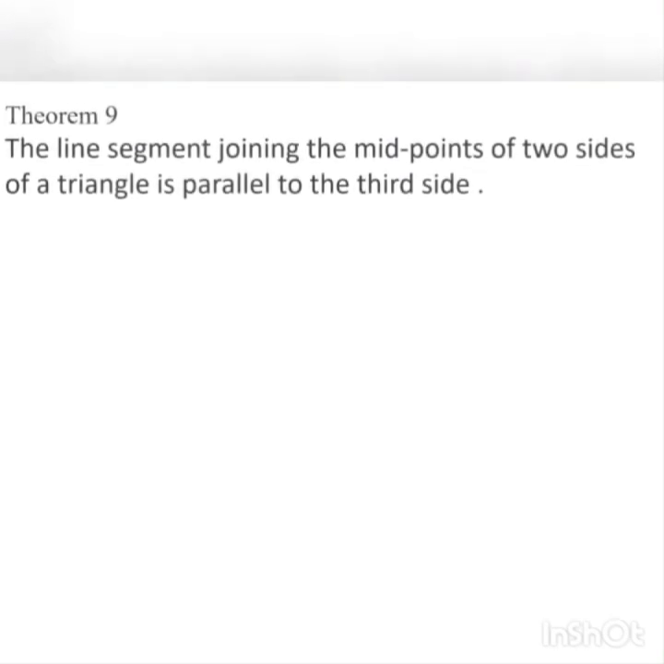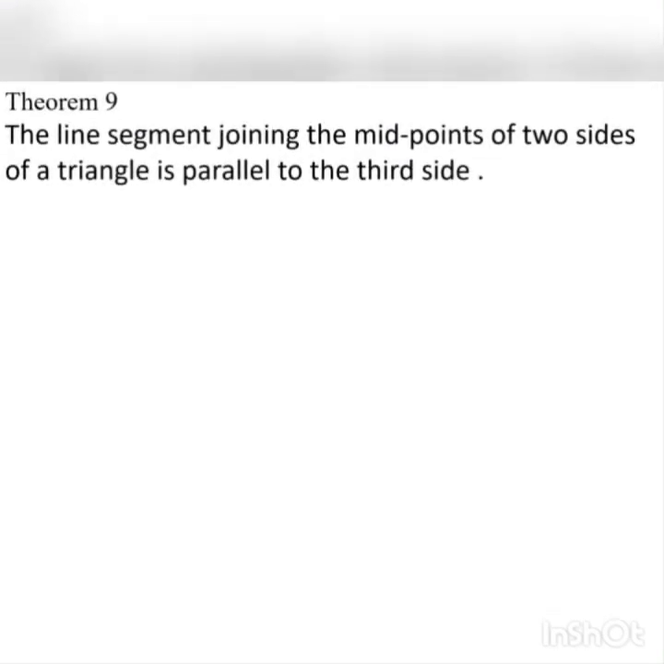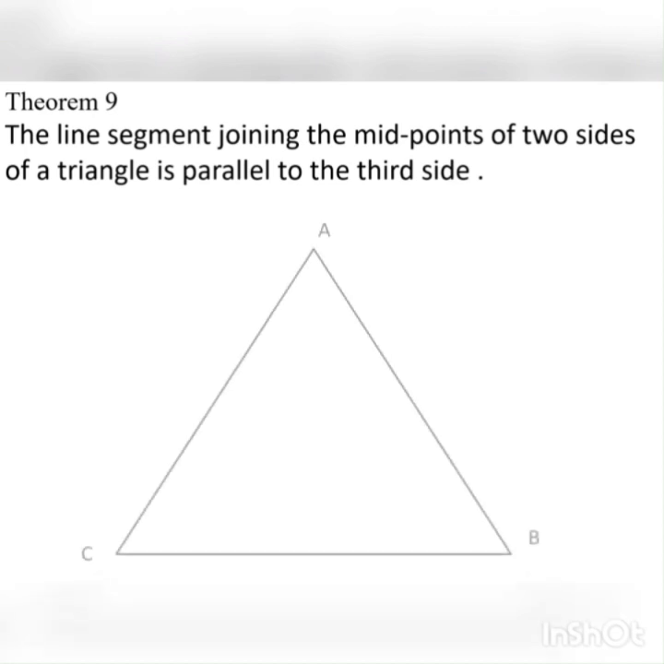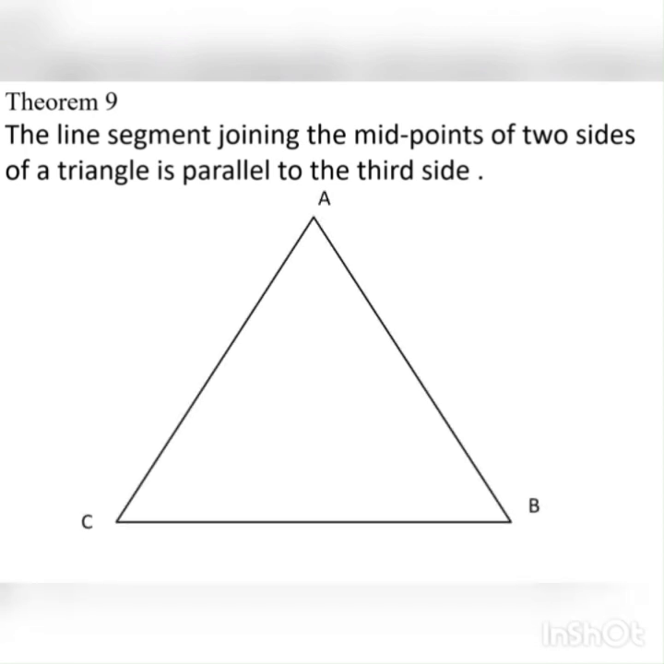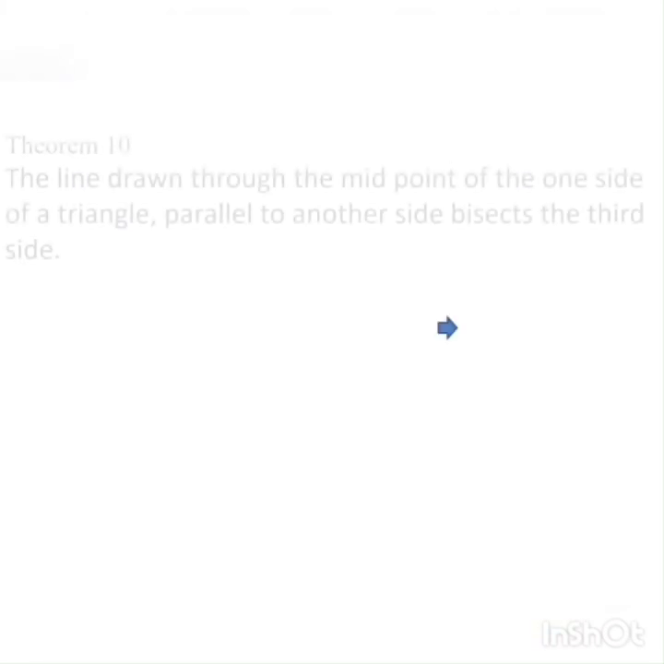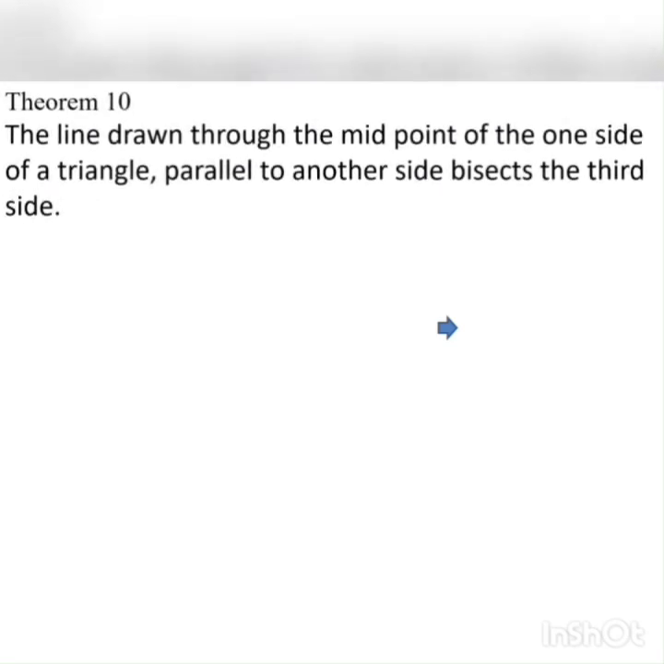The next theorem we have is the midpoint theorem. It states that the line segment joining the midpoints of two sides of a triangle is parallel to the third side. Here we have a triangle ABC. If E is the midpoint of AC and F is the midpoint of AB, then according to the midpoint theorem, EF is parallel to CB.